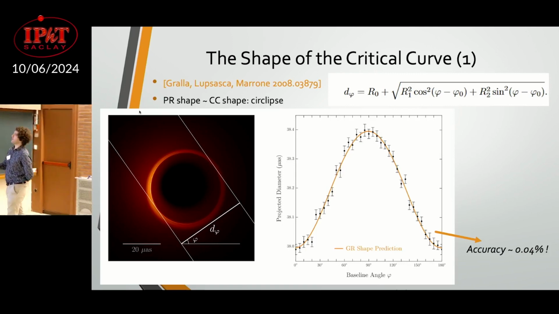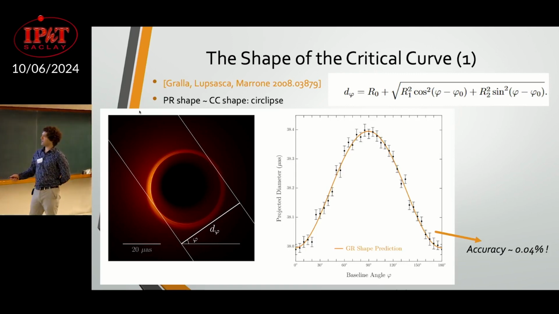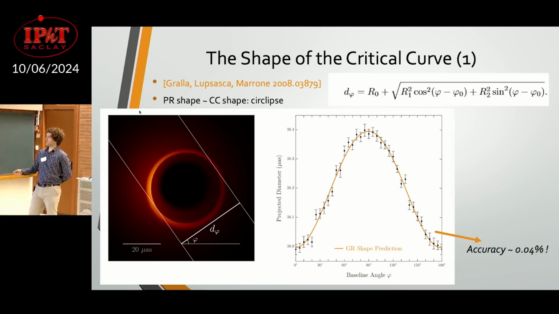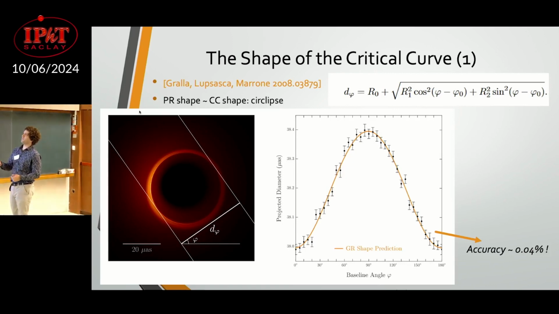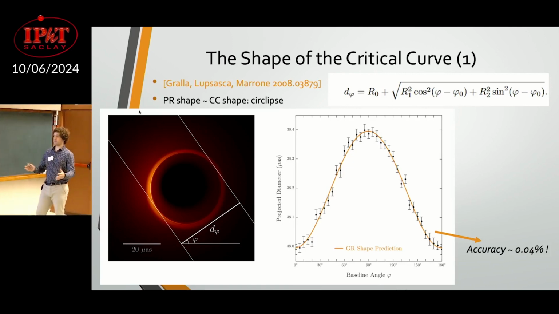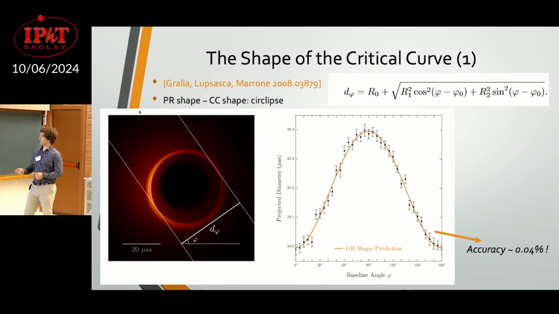And what they showed is that by fitting the data, which are these points here, a simulated observation, to a circlipse function, the GR prediction should match the actual shape, should match the actual points, within an accuracy of about 0.04%. Okay, so the upshot of what they were trying to say is that if you measure this diameter over the different angles, which is something you can actually go out and do, then you should be able to confirm GR to about 0.04%. Okay, so that's pretty nice.